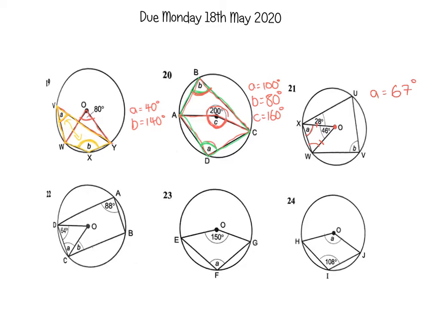And then we could do the same and say this is a cyclic quadrilateral. So this whole angle here and this whole angle here must add up to 180. Well, if A is 67 and this extra little bit is 28, then this whole angle in here must be 95. And the angle opposite, they add up to 180. So B must be 85.